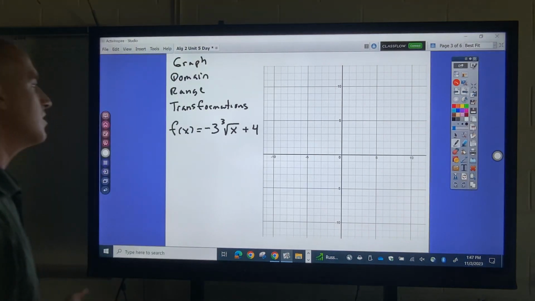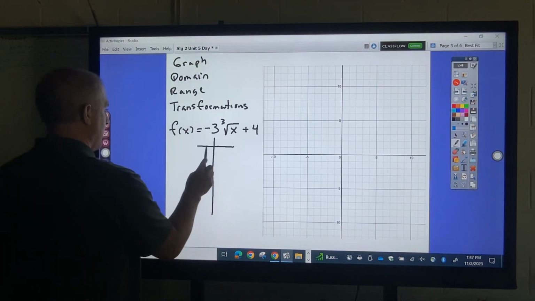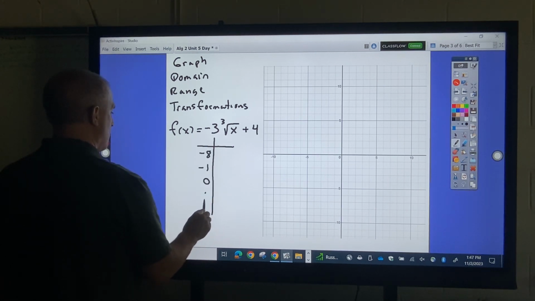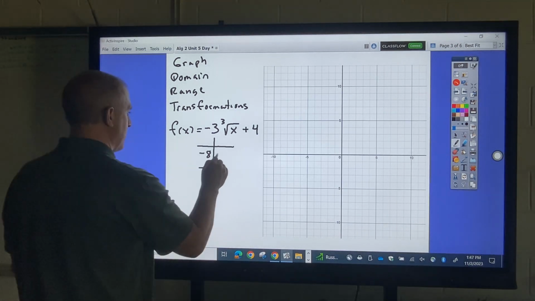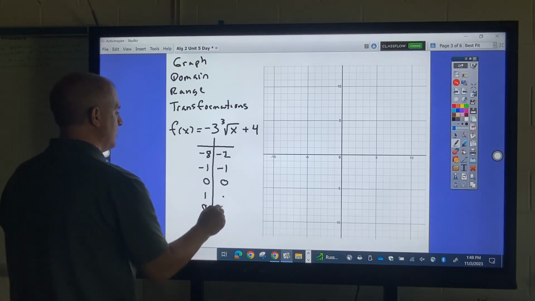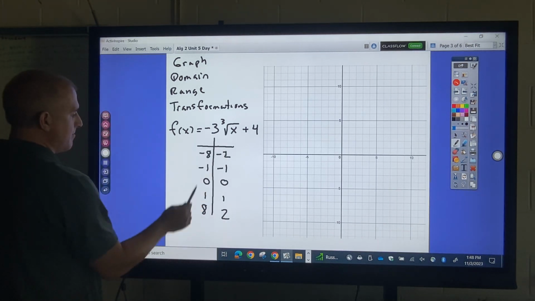So let's go ahead and take a look at this one. I'm going to use -8, -1, 0, 1, and 8. So this is the cube root. So that's going to be -2, -1, 0, 1, 2. If I solve the inside, that's just going to be 0.